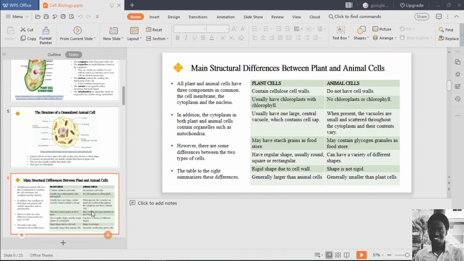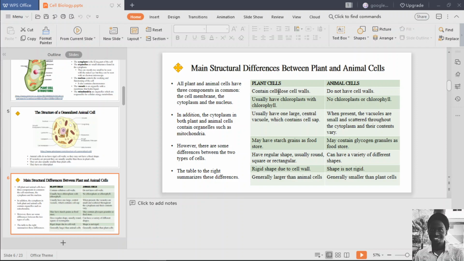Good. Now, let us look at the main structural differences between plant and animal cells. All plant and animal cells have three components in common: the cell membrane, the cytoplasm, and the nucleus. In addition to these three components, the cytoplasm in both plant and animal cells contains organelles, such as mitochondria. However, there are some differences between the two types of cells, and these differences are summarized in the table to the right here.